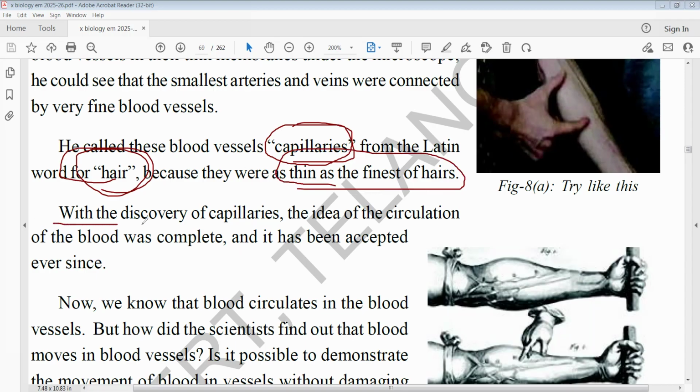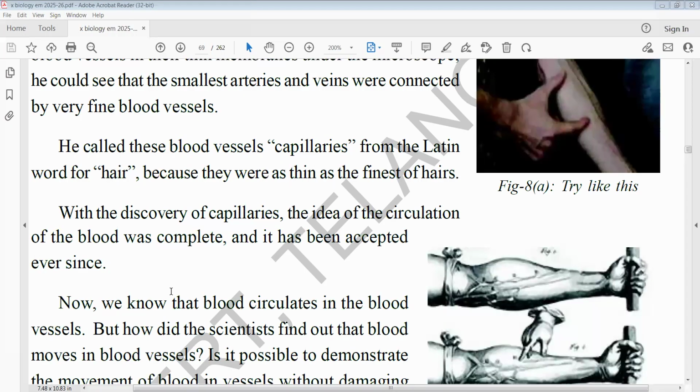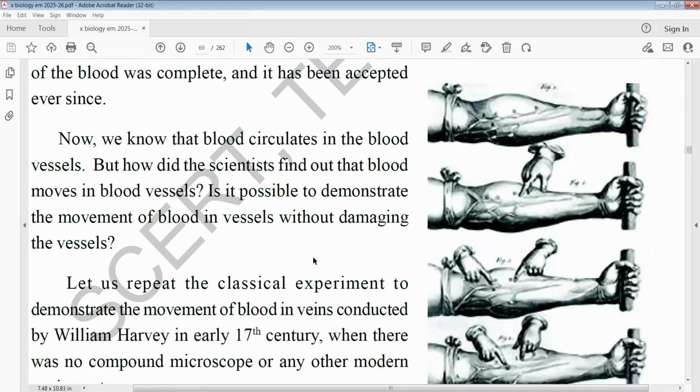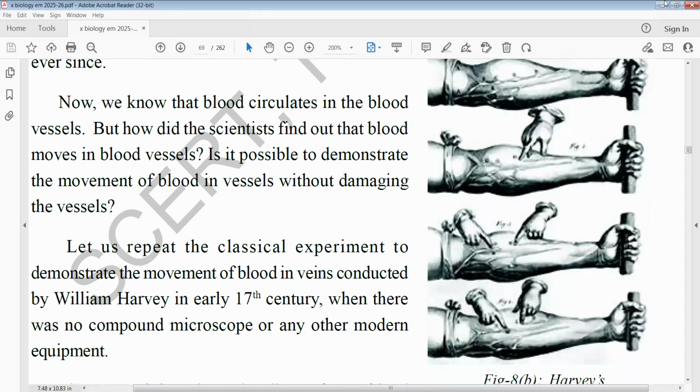With the discovery of capillaries, the idea of the circulation of the blood was complete. It has been accepted ever since. The main credit for discovering complete blood circulation goes to William Harvey. Now see here, this picture is very important.